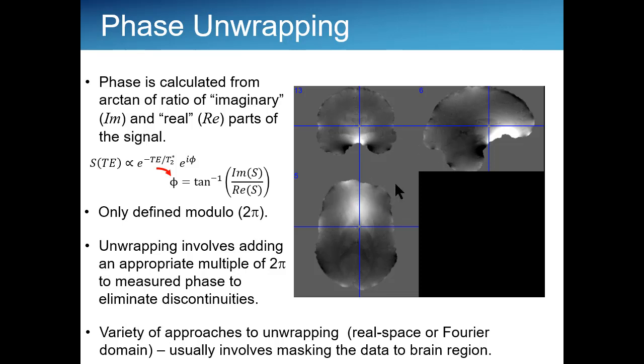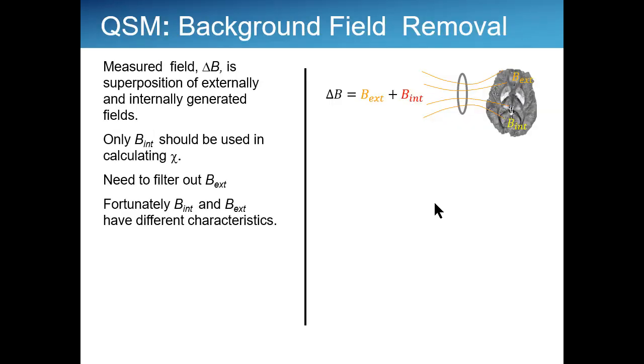Once you do that, what you see is not really linked so much to the local tissue properties. It's much more linked to the air-tissue interfaces. So we need to get rid of those sort of effects. We need somehow to separate the fields we're interested in, which are coming from the susceptibility in the region of interest, from fields coming from external boundaries or other sources, because we only want to use that one to infer what the susceptibility is.